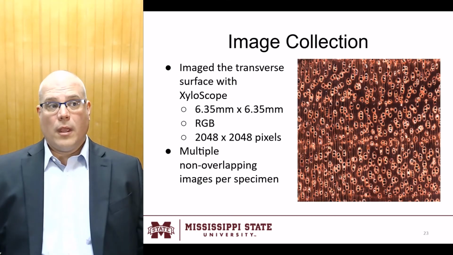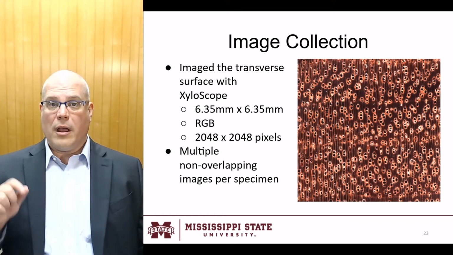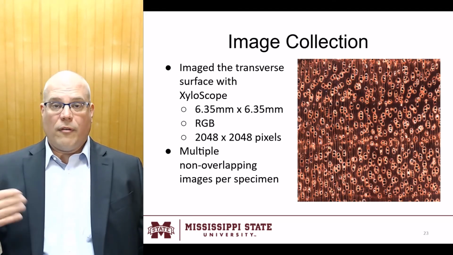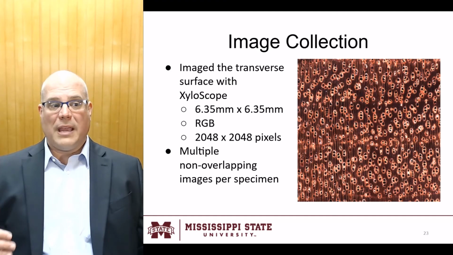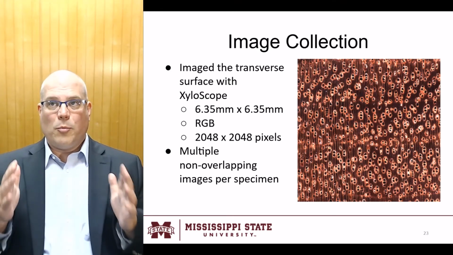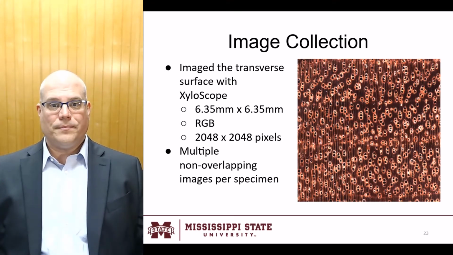Image collection. We imaged the transverse surface of each specimen with the xyloscope. Each image captured a 6.35 millimeter square area of tissue. We took these in color, so we have RGB channels, and each image was 2048 by 2048 pixels. We captured multiple non-overlapping images per specimen. We did this because we didn't want to have large portions of the same area appearing in multiple images.